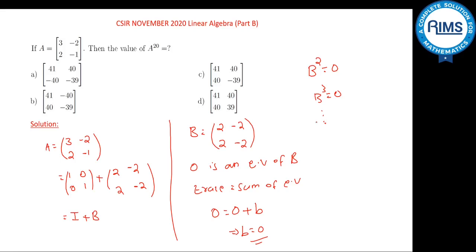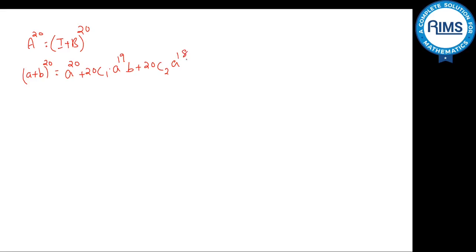Now we have to find the value of A raised to 20. What is A raised to 20? A is nothing but identity plus B, so identity plus B all raised to 20. And we know the binomial expansion: (A plus B) raised to 20 equals A raised to 20 plus 20C1 into A raised to 19 B plus 20C2 into A raised to 18 into B square plus etc., up to B raised to 20, right?